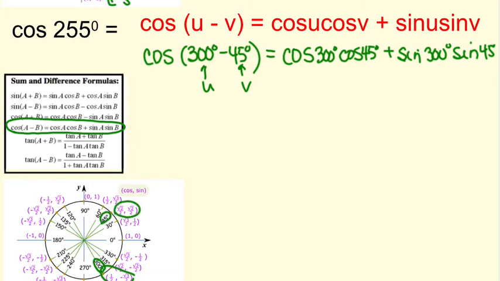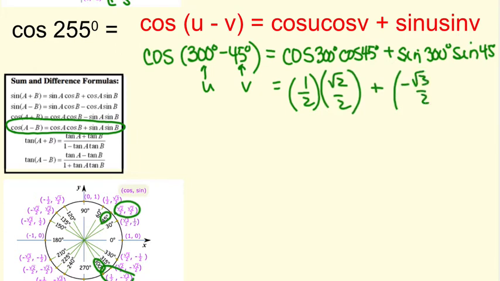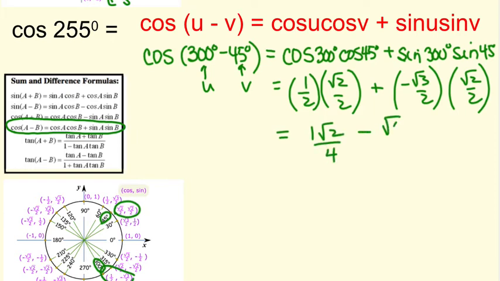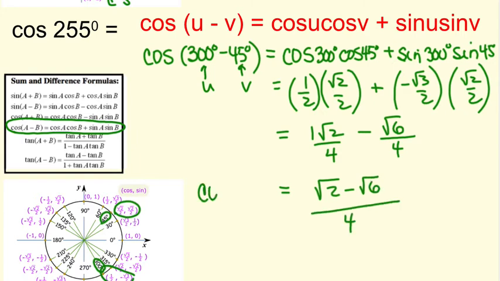So the cosine of 300 degrees is 1/2. The cosine of 45 degrees is square root of 2 over 2. The sine of 300 degrees is negative square root of 3 over 2. And the sine of 45 degrees is square root of 2 over 2. Now we'll multiply our fractions together, multiply across. Square root of 2 over 4 minus square root of 6 over 4. Combine your fractions together, and you get the square root of 2 minus the square root of 6 all over 4. What we found is the exact value for the cosine of 255 degrees.